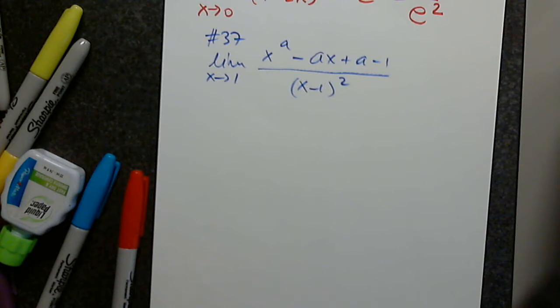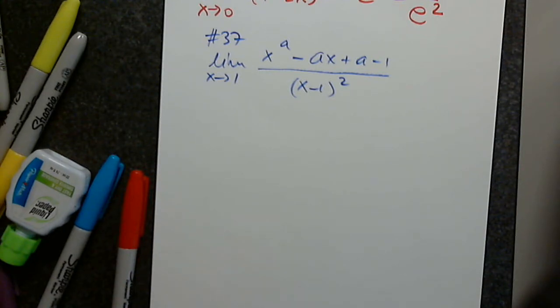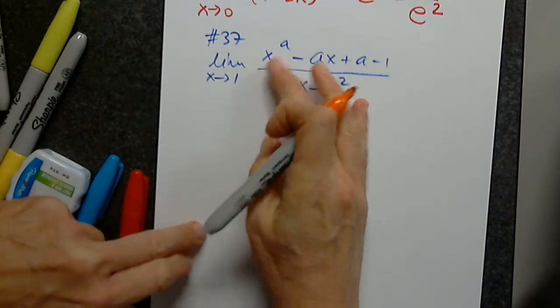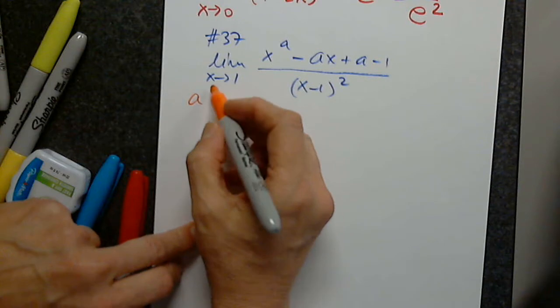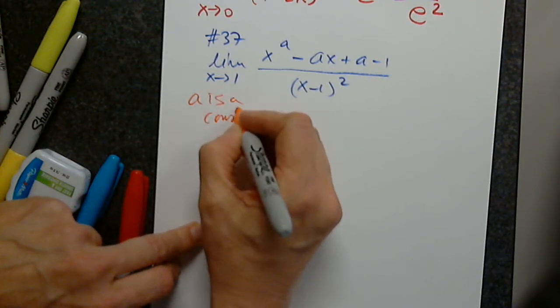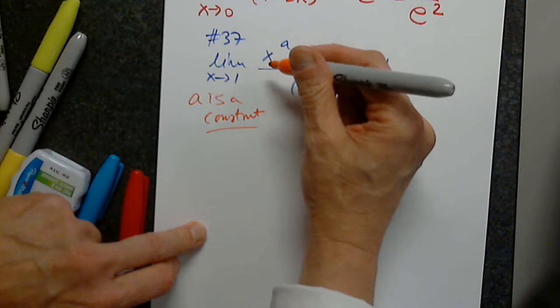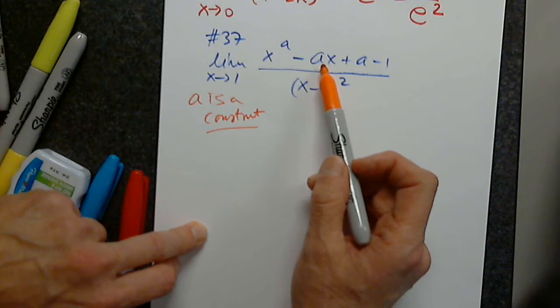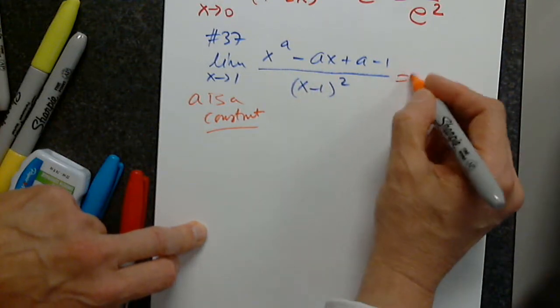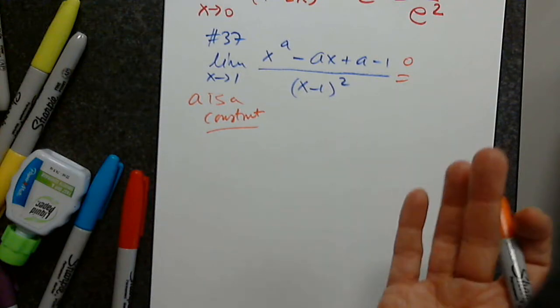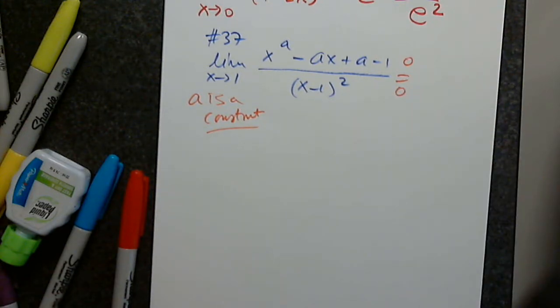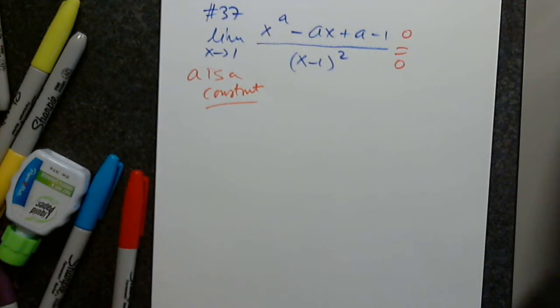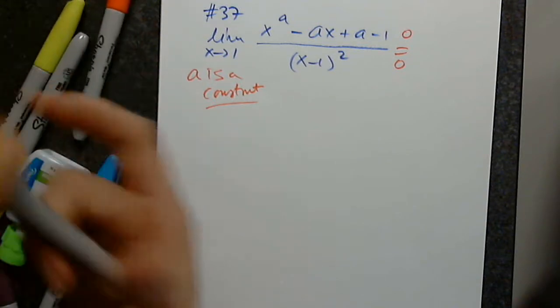Okay, so we're given another limit, and we're asked to find the limit. I have to plug in 1. So 1 raised to a, well, a is not infinity. a is a constant. So 1 raised to any constant will be 1. Then 1 minus a plus a minus 1 is definitely 0, and 1 minus 1 squared is definitely 0. And we like this because it's a ratio. It's 0 over 0, so we can apply L'Hopital's rule.